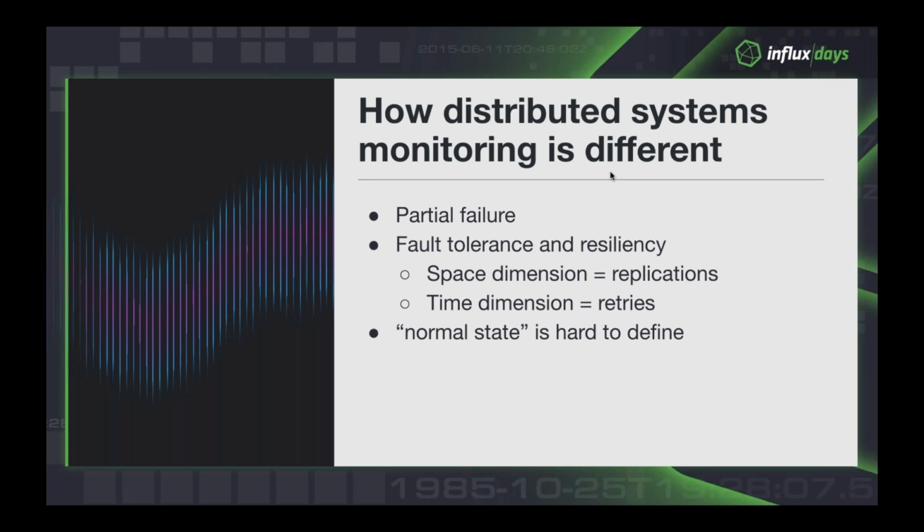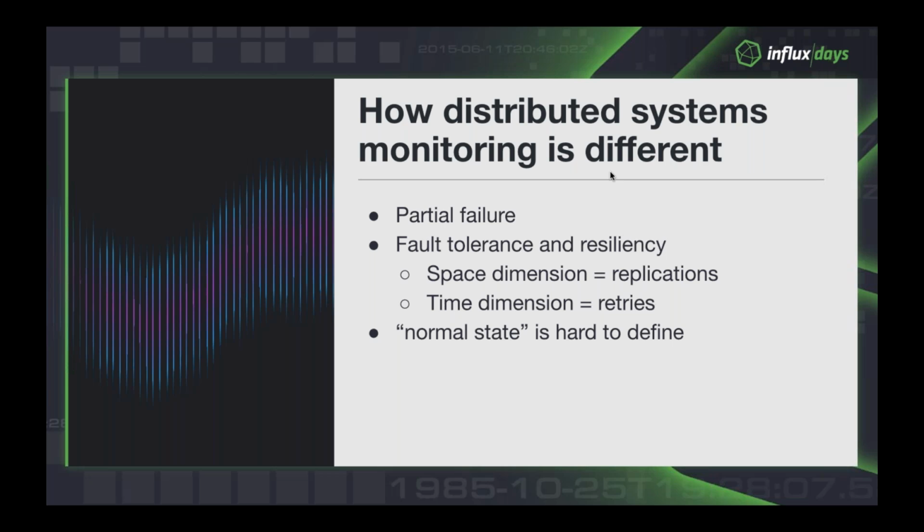So the way we design a system that is resilient is along two different dimensions. The space dimension is usually what you see in applications: we deploy more replicas of the same application. Another way to be resilient and fault tolerant is by time. So when you make an HTTP request to a server and it fails, a good way to be resilient is by retrying it.